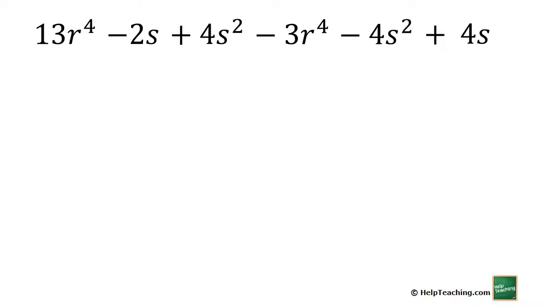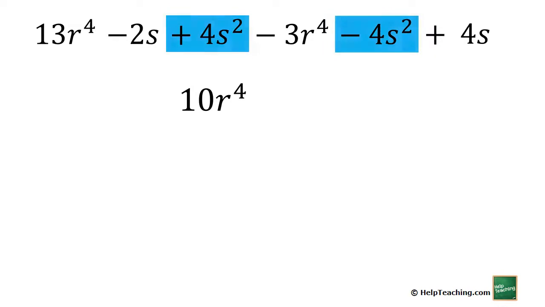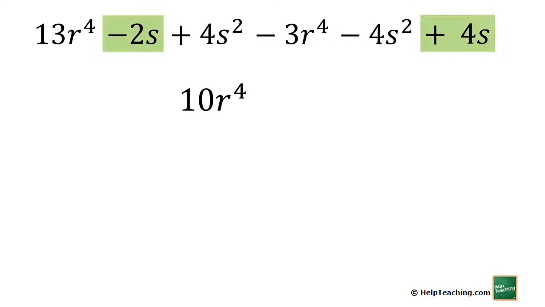Here again, we'll begin with the terms with the highest degree, the r to the power of 4. So we're going to collect those first. 13r to the power of 4 minus 3r to the power of 4 gives us 10r to the power of 4. Our next largest degree is s squared. So we have 4s squared minus s squared, which is 0. So those cancel. What we have left is our s's, our degrees of 1. So negative 2s plus 4s is positive 2s. So our final answer is 10r to the power of 4 plus 2s.